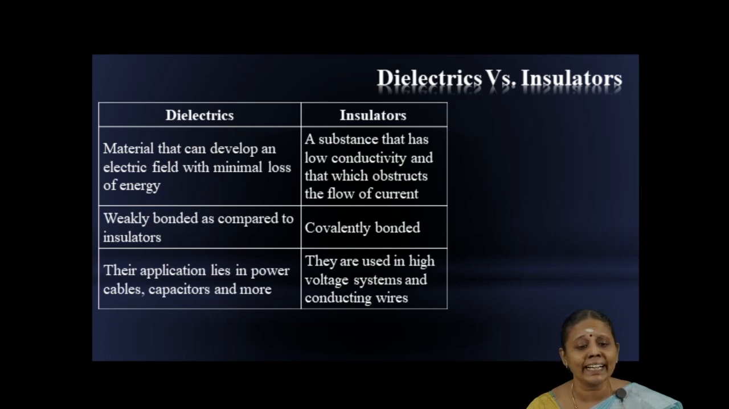The materials that can develop an electric field with minimum loss of energy are referred to as dielectric materials, whereas insulating materials have low conductivity. So therefore, they obstruct the flow of current within a material. Dielectric materials have weaker bonds as compared to insulators, whereas insulators have heavy covalent bonds within each other. Next, dielectric materials find application in power cables, capacitors and many more, whereas insulating materials are used for high voltage systems as well as conducting wires.